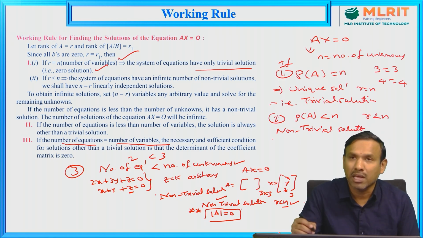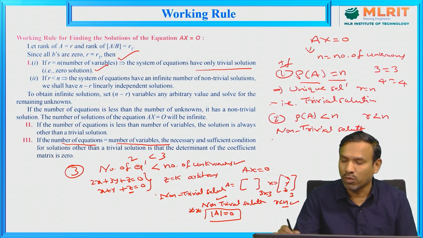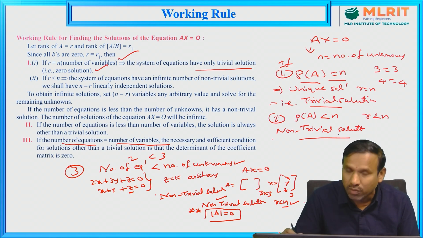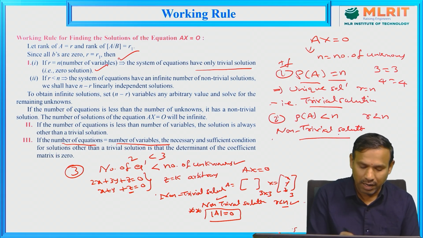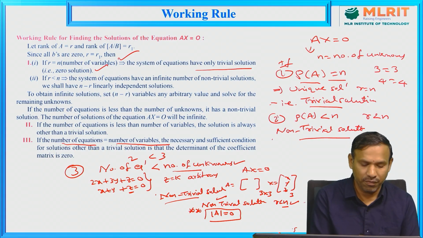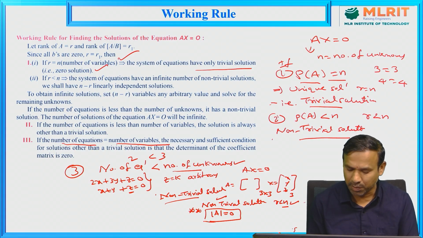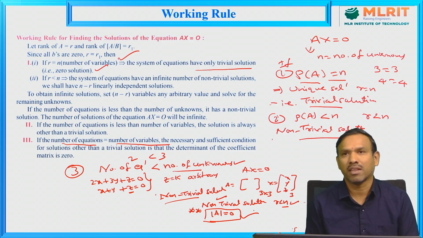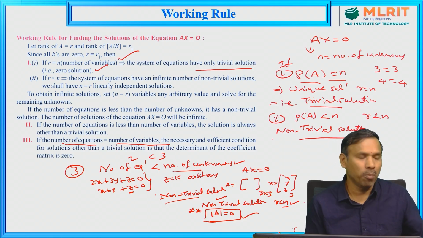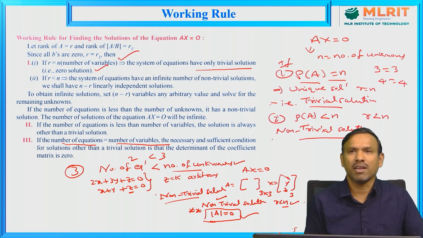Now, remember the key points. Rank of A is equal to number of unknowns, trivial solution. Suppose rank of A is less than number of unknowns, non-trivial solution. And the number of equations less than number of unknowns, non-trivial solution. Number of equations is equal to number of variables and non-trivial solution, then det A must be 0. These are the key points while solving the homogeneous system of equations. Right? Here you just need to find the rank of A. Based on the rank of A, we can decide the solution.